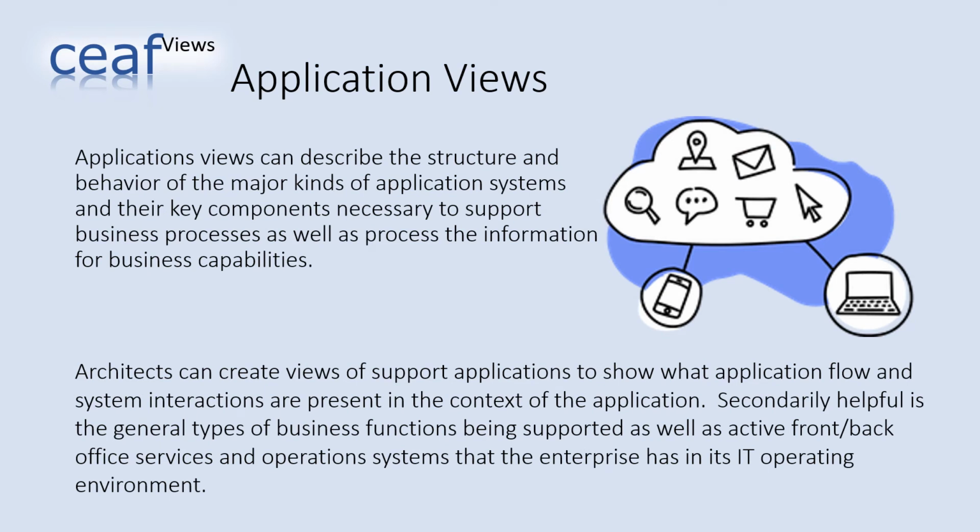Application views can describe the structure and behavior of the major kinds of application systems and their key components necessary to support business process information. These views represent how applications interact with each other, how users interact with them, and what data get transformed to deliver output.